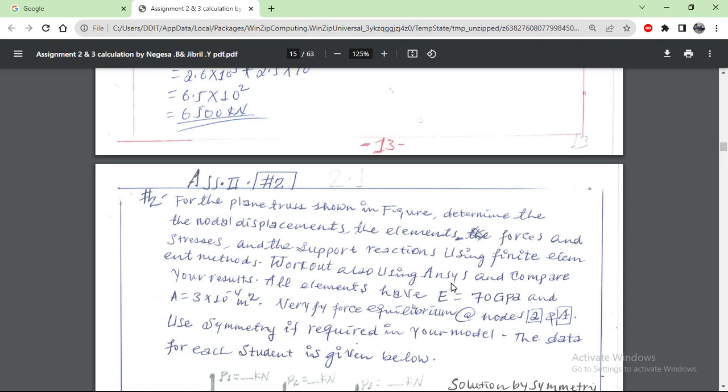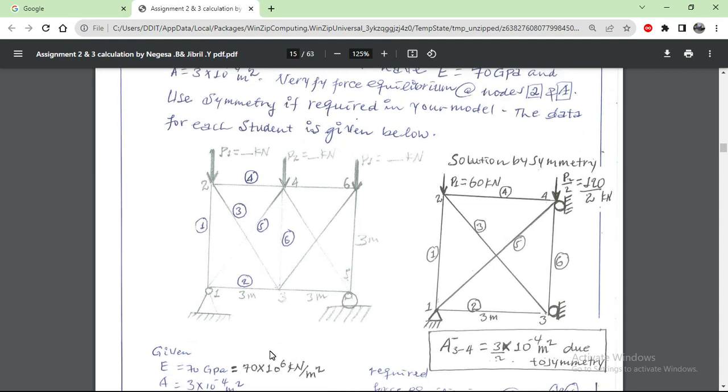The Young's modulus and the areas of the elements are given. Verify the force equations at node number 2 and number 4 using the symmetry of the truss in your model. This is the given figure. We use the symmetric method, which divides the structure into sections that are similar to each other. We divide this at points number 3 and 4 using the symmetric model method.